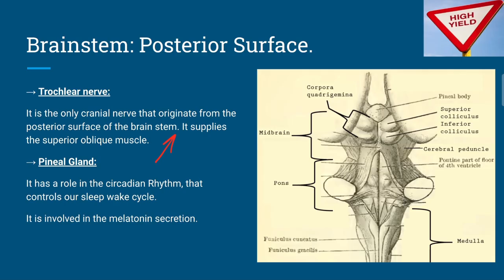Another structure that is present here is the pineal gland. So pineal gland is important. It has a role in the circadian rhythm that controls our sleep-wake cycle, and it is also involved in melatonin secretion. Remember that. If you want to see that on the diagram here, pineal body is present right there. This is pineal.